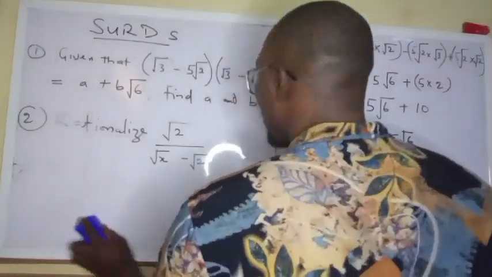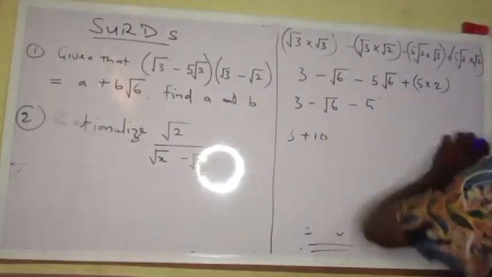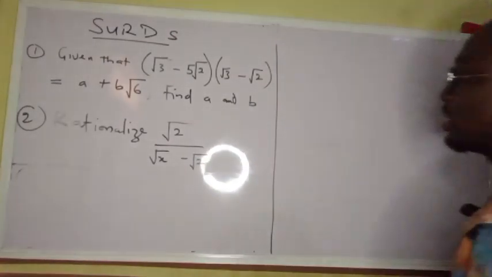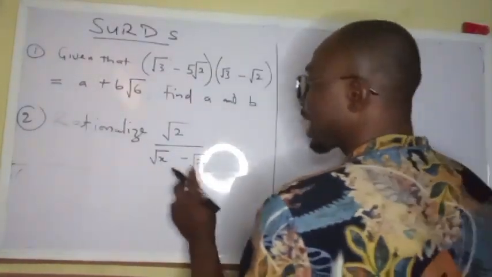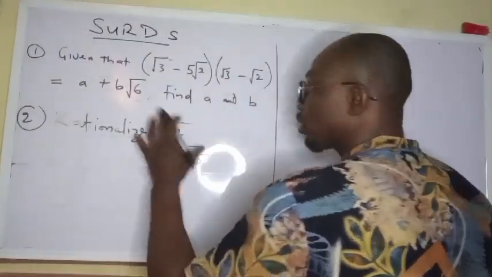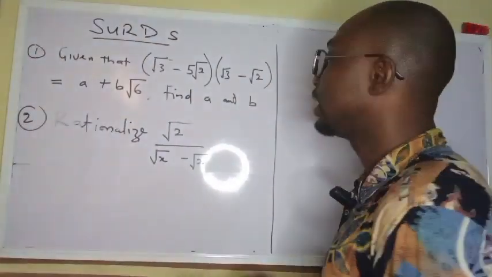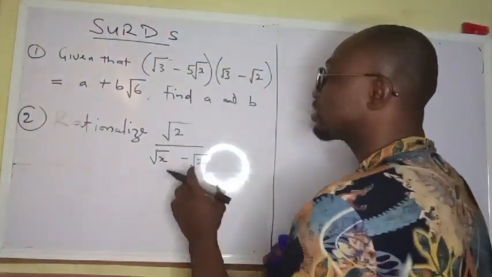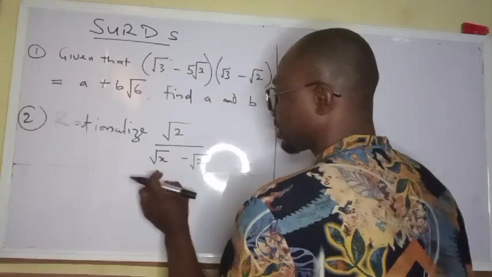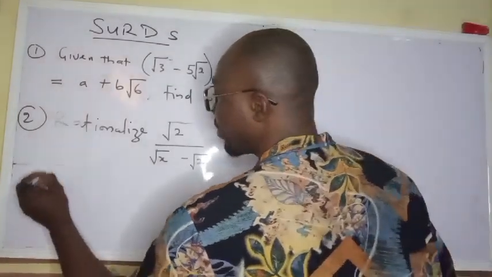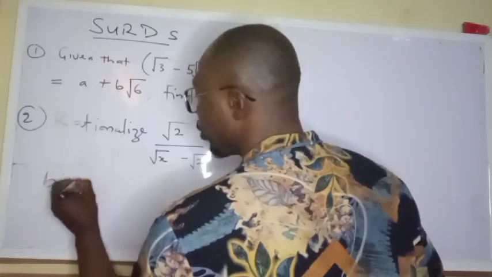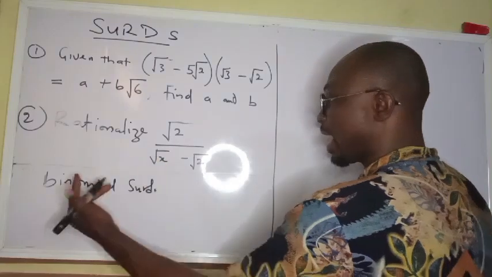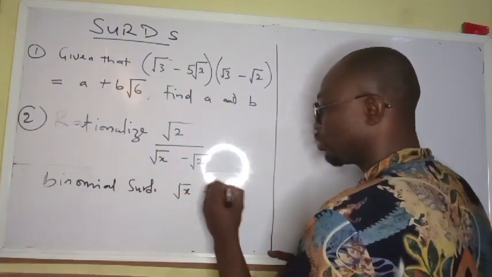The second question, we have to rationalize √2 all over (√x − √2). Now, for us to rationalize a surd, it means that the surd is in the denominator of a fraction. And for a surd that has two terms in the denominator, we call it a binomial surd. Bi means two.